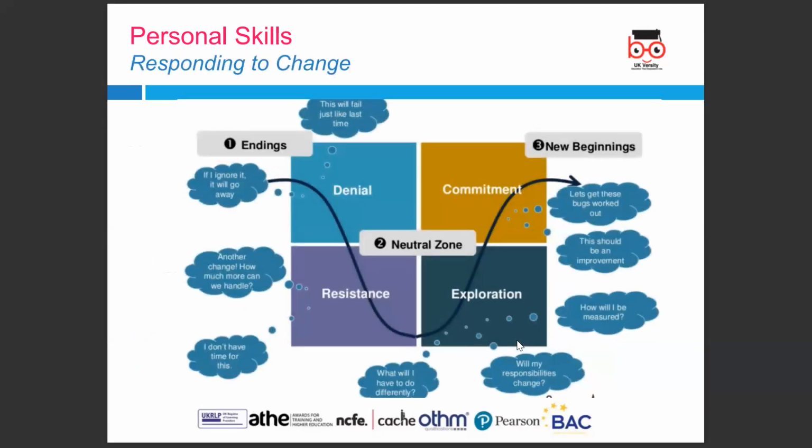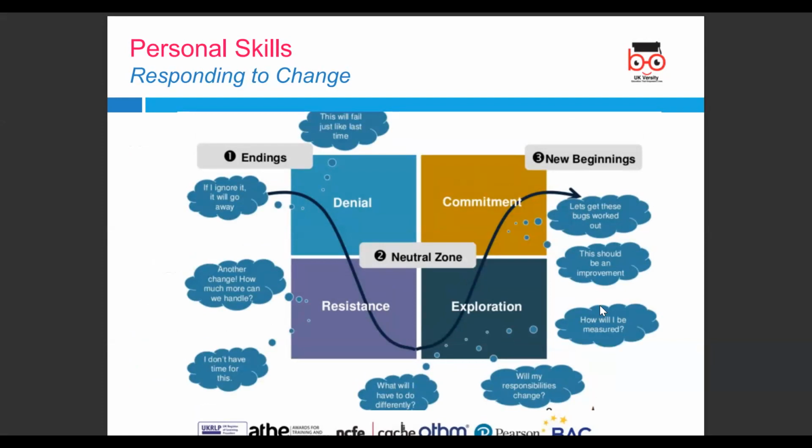Personal skills in responding to change. So you've got things like denial. For example, you've got commitment, the neutral zone, resistance, exploration. So first of all, you've got endings, which is, if I ignore it, it will go away. Denial is, this will fail just like the last time.